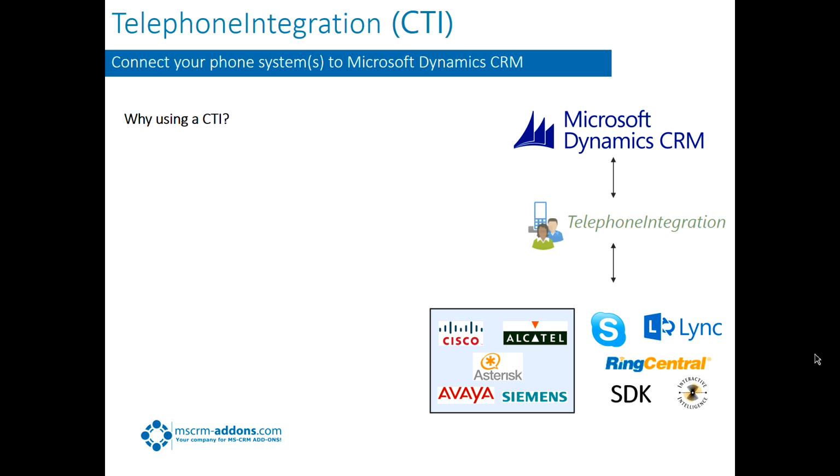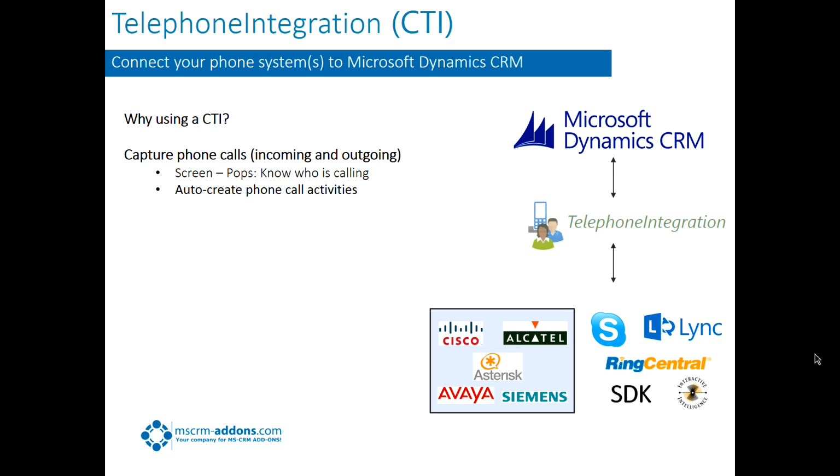Why do I want to use CTI? Well, you want to be able to capture those phone calls, whether they be incoming or outgoing. That's done through screen pops. You're going to know who's calling. You're going to be able to auto-create phone call activities. You're going to be able to auto-create CRM records, so leads, ops, cases, whatever you want. And it also simplifies the dialing process. It does that through a click-to-dial from the CRM UI.